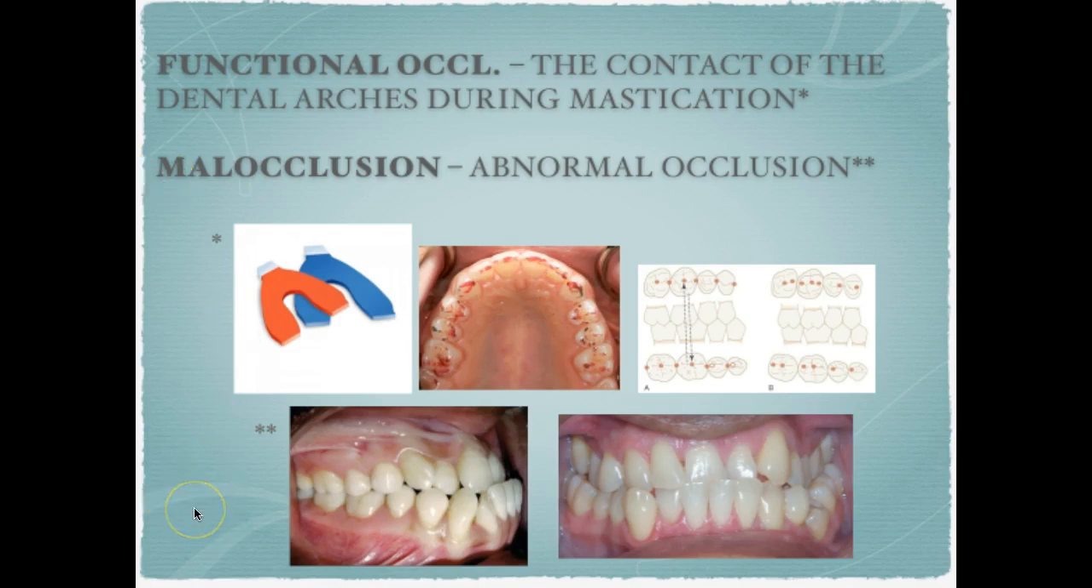Malocclusion is when you have abnormal occlusion. That would be considered cross-bite, extreme overbite, open bites, and we'll look at those in just a moment.